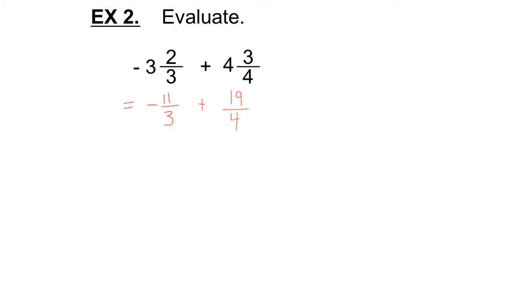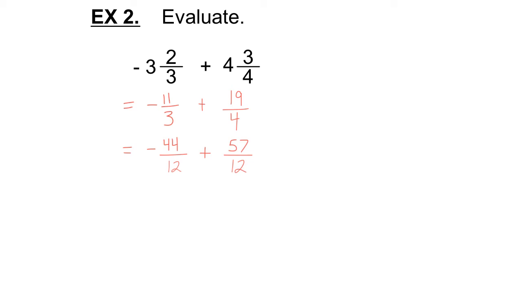So the easiest way to do that is to just multiply the numerator and denominator in the first fraction by the denominator in the second fraction. So 11 times 4 is 44, 3 times 4 is 12. And then in the second fraction, the numerator and the denominator get multiplied by the denominator in the first fraction, by 3. So 19 times 3 is 57, 4 times 3 is 12. So now we have both fractions with a denominator of 12. We have a common denominator.